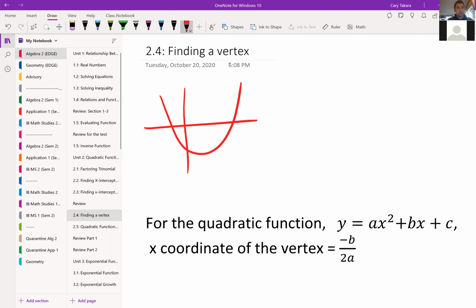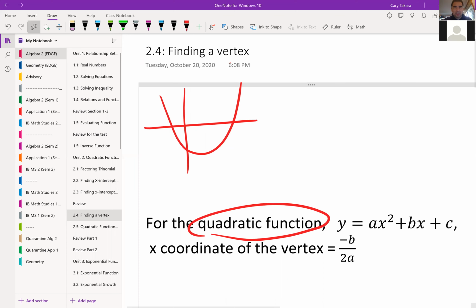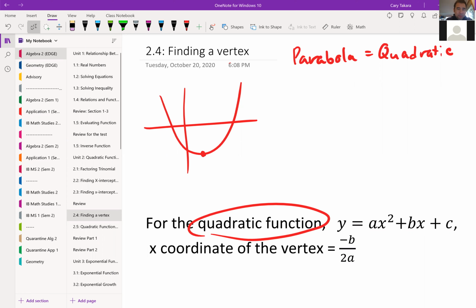Okay, this chapter is all about parabolic or quadratic functions. Remember, parabola and quadratic are the same thing. Now, when we graph a parabola, there is always that turning point, or the very bottom of the U shape. And that point is called the vertex.